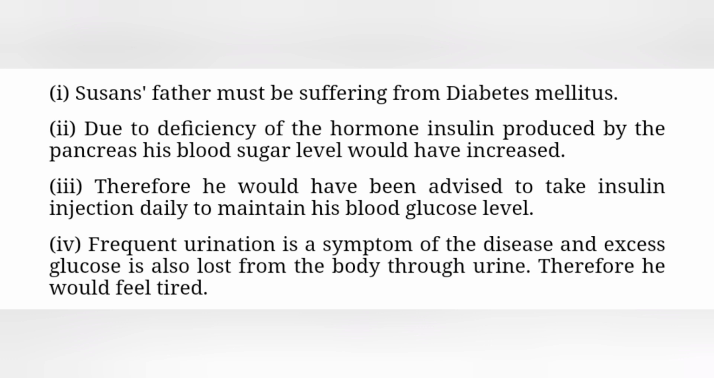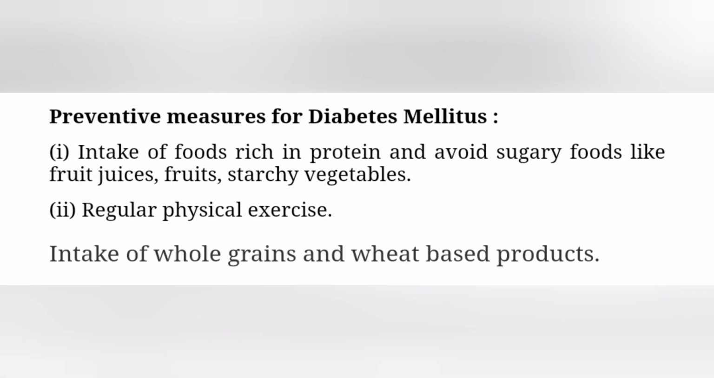Second point, due to deficiency of the hormone insulin produced by the pancreas, his blood sugar level would have increased. Third point, therefore he would have been advised to take an insulin injection daily to maintain his blood glucose level. Then fourth point, frequent urination is a symptom of the disease and excess glucose is also lost from the body through urine. Therefore, he would feel tired.